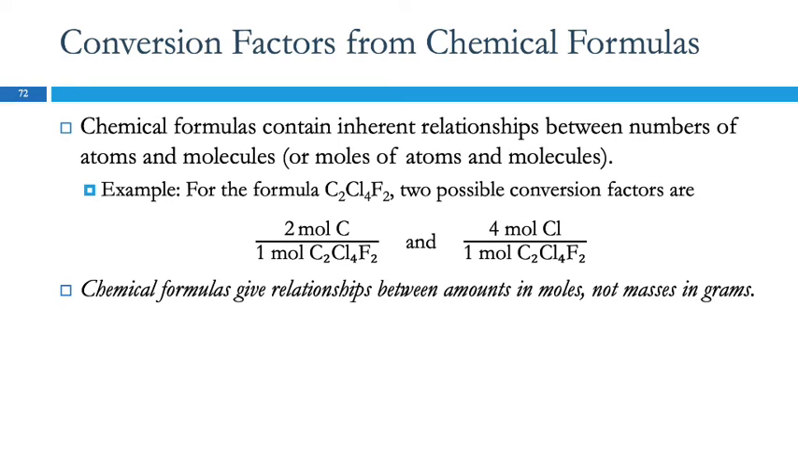And then if we multiply by Avogadro's number, we get moles. And so we get 2 moles of carbon for every mole of compound. We could also look at the chlorine. There's 4 chlorines in the formula, so it's 4 moles of chlorine per mole of Freon. These are not masses. These are relationships in moles, not masses in grams, from the formula.